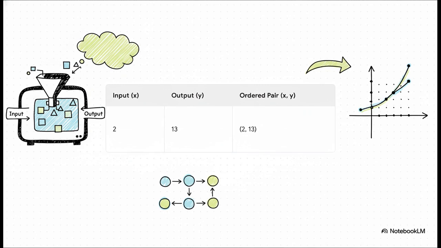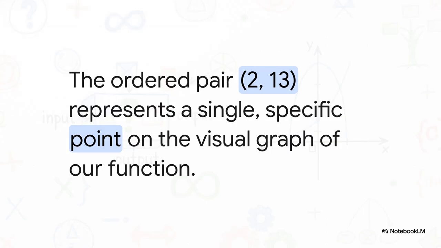And if that looks familiar, it should. That's just a coordinate point, exactly like you'd use to plot something on a map or a graph. And that right there is the magic connection. That ordered pair, (2, 13), isn't just a random pair of numbers. It is a single specific dot on a graph. It's one location, over 2 on the x-axis and up 13 on the y-axis. It's one tiny piece of the picture of our entire function.